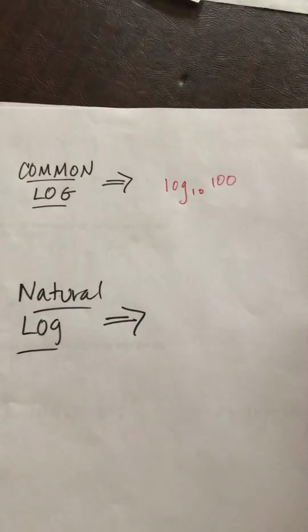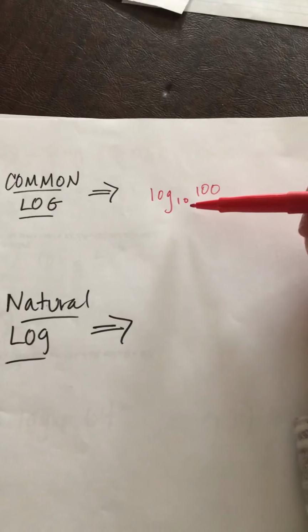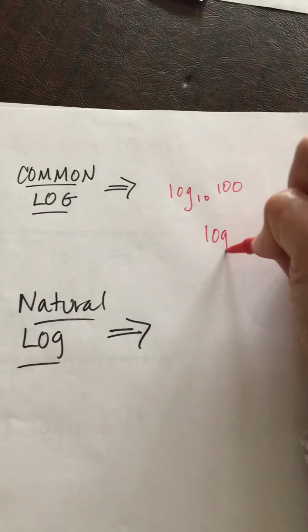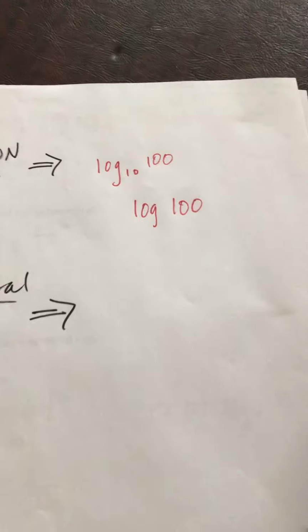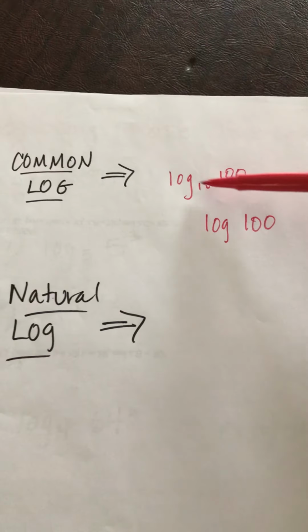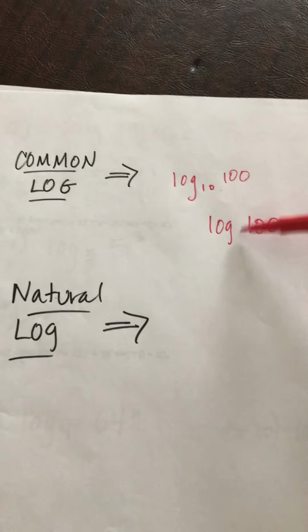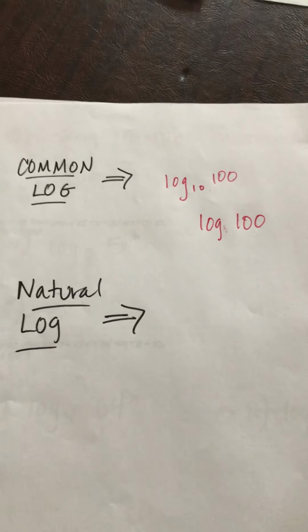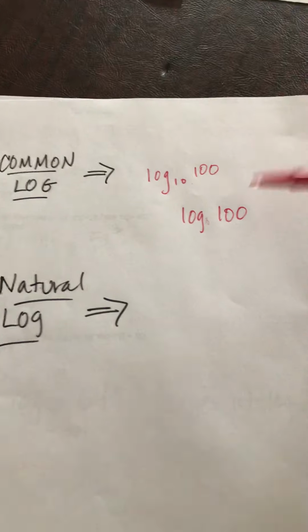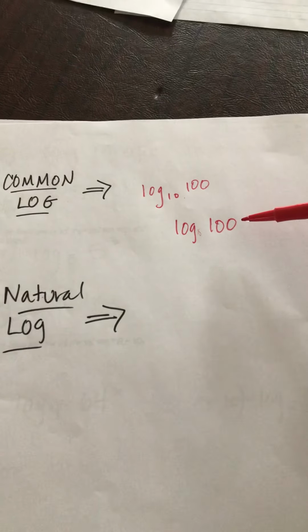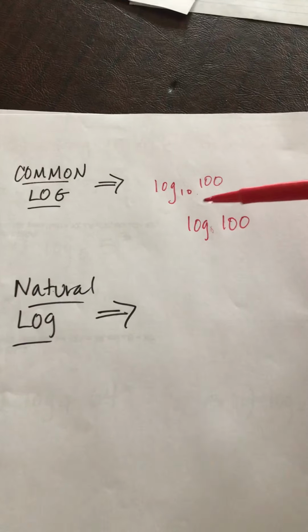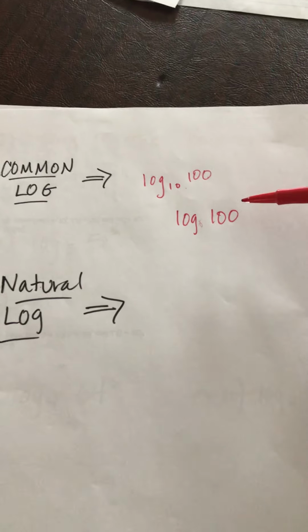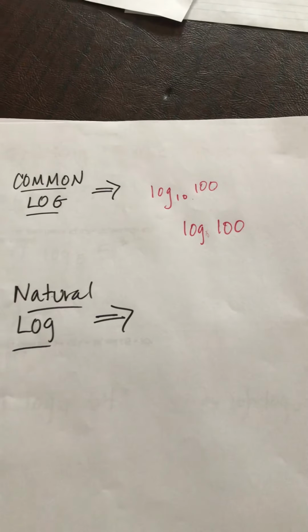So what we normally do is we don't write the base. So you might see something like log of 100. Instead of writing it as log base 10 of 100, anytime you see the word log, if there's no number down here, you can assume that it means 10. That log button on your calculator, that's assuming that you have a common log. That's a log with a base of 10. So that's why it's called a common log.